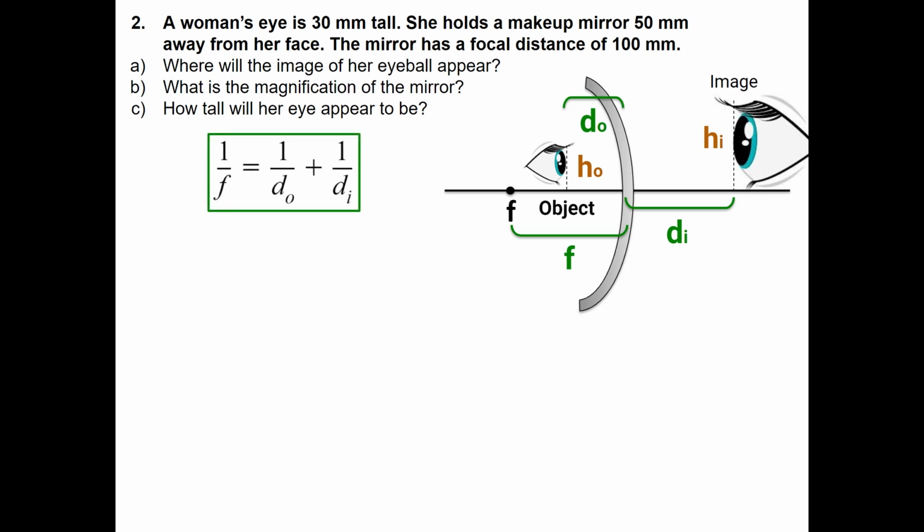So here's the equation. We know we're going to use this at some point, so let's just get it on the page. And let's look at part A. Part A asks, where will the image of the eyeball appear? And that means how far back behind the mirror, so that's referring to DI. Just like last time, let's solve for DI by getting DI by itself in the mirror equation. We'll move 1 over DO to the other side of the equation by subtracting it away. So now the left side looks like 1 over F minus 1 over DO equals 1 over DI.